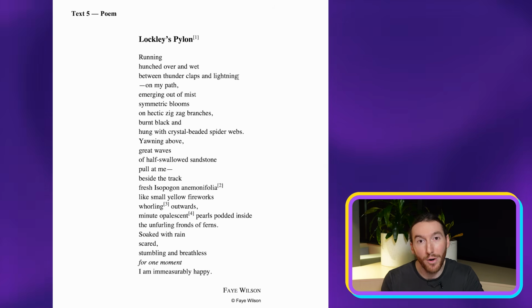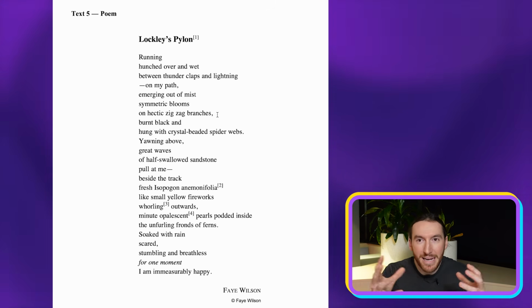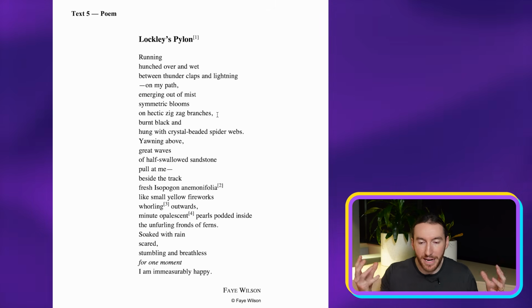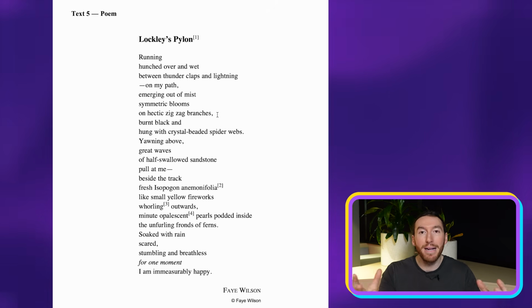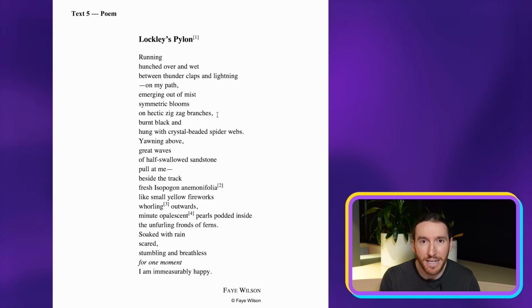Does it directly connect to joy? Not yet. So maybe we wouldn't just go straight in and take a quote from that first part unless we could also use something that connects to joy. So now we continue. "On my path, emerging out of mist, symmetric blooms on hectic zigzag branches." Okay, I note something there. Emerging out of mist. It's like a symbolic thing, right? Mist is like you can't really see the light through the tunnel, so to speak, right? It's all misty, you're getting rained on. But then there's these symmetric blooms of branches. That sounds quite positive, doesn't it? Something blooming, there's symmetry, there's a beauty coming out on this bushwalk, okay?